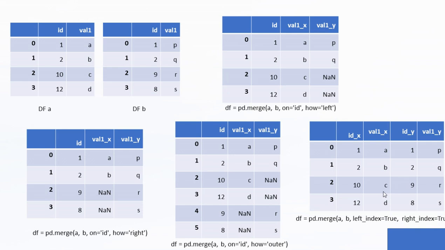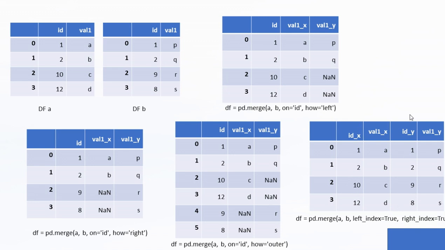Okay, so suppose I am doing merging on index. Like I said, merging on index means I will now be merging based upon the index number and not on the column. So if I'm doing merging on index, what happens here is that I have the complete data frame A as well as the complete data frame B just next to each other.